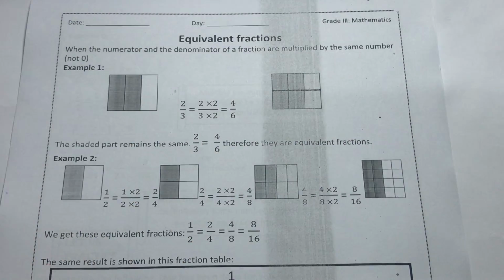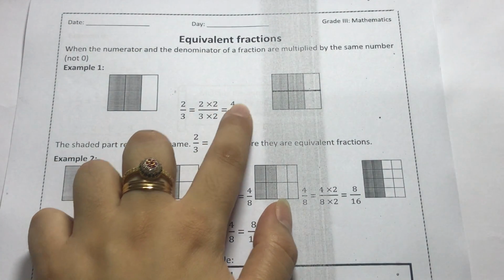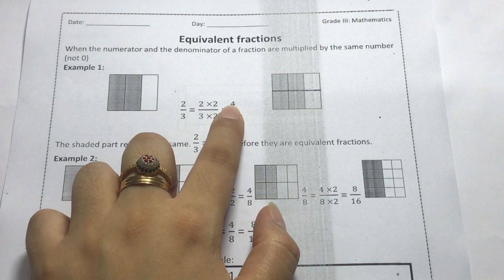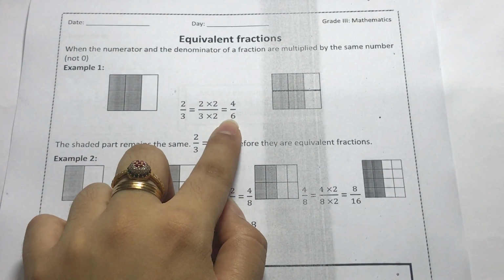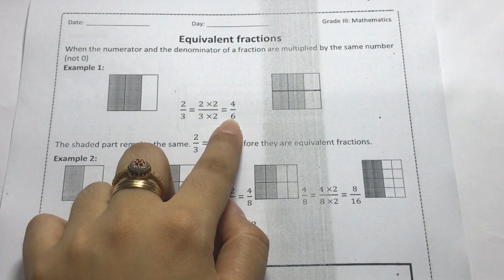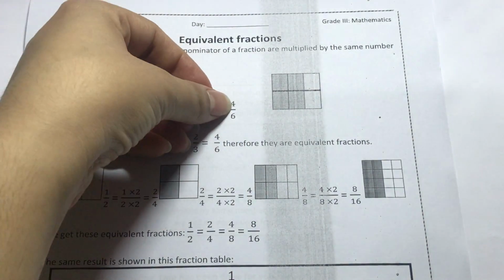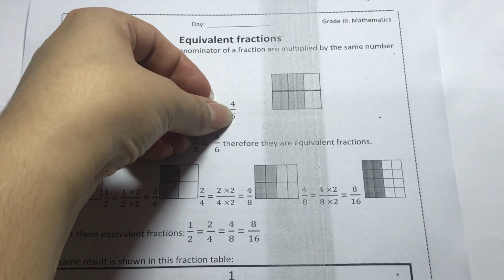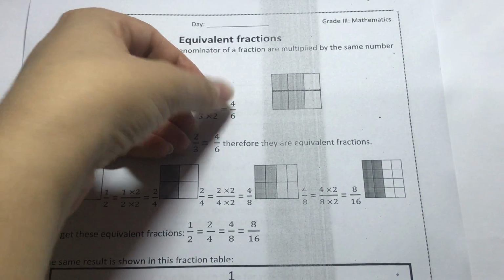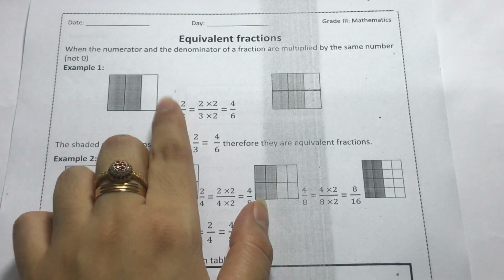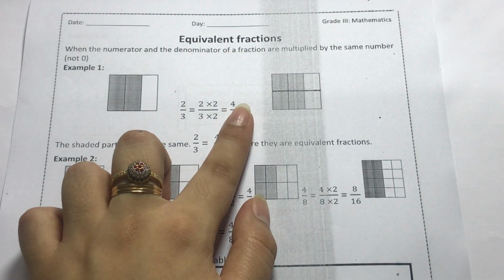Students, remember we have discussed in our previous lesson that the top number, or the number above the line, is called the numerator. The number below the line, or the lower number, is called the denominator. So when you multiply your numerator and the denominator with the same number, you will get a new result, and this result will be called an equivalent fraction.